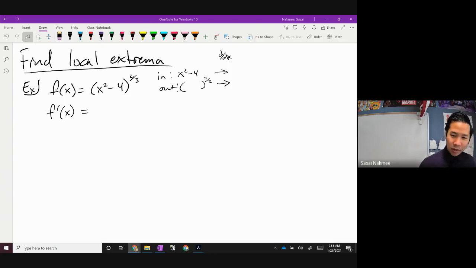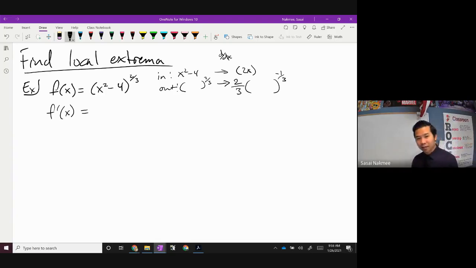You guys remember how to do the chain rule? If you have a function that has a function inside and the function outside, the derivative is the derivative of the inside, whatever that is. Derivative of x squared minus 4 is just 2x. Times it by the derivative of the outside, which is 2/3 times some stuff. But don't forget to subtract that from 1, right? 2/3 minus 1 is going to give you a negative 1/3. So that's what that function looks like, and that's the breakdown for the inside and the outside.